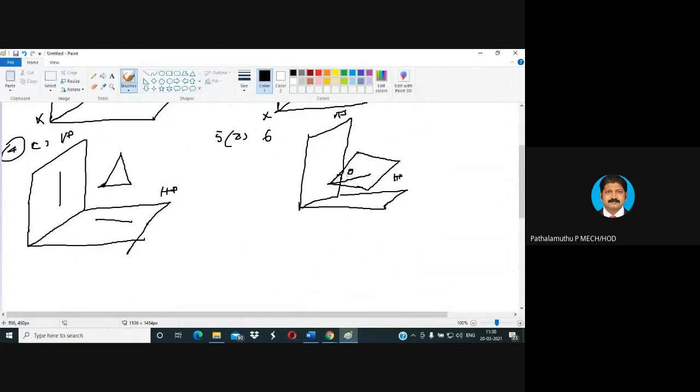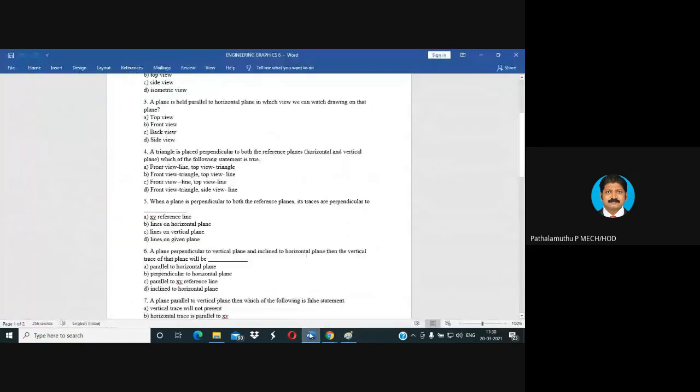So in this case, what is our question? The plane is perpendicular to VP and inclined to the horizontal plane. Then the vertical trace of the plane will be what? First option: the vertical trace is an inclined line. This is the vertical trace. What is the answer? We will check it.